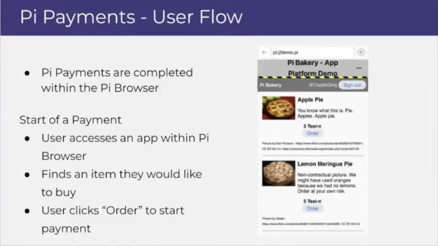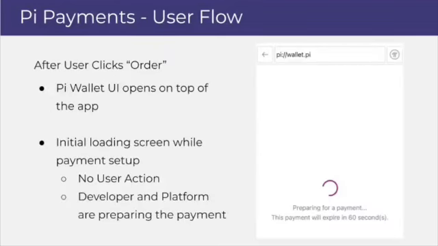So now we'll begin the payment flow. And so I'm looking at the application, and I want to buy an apple pie. All I do as the user is I click order. And once I click order, then the payment flow changes. And so this screen pops up over top of your application. And this is the Pi wallet payment flow.